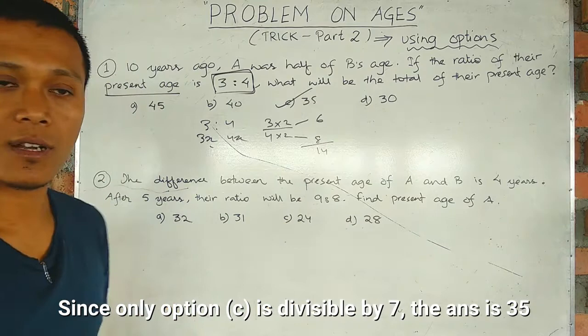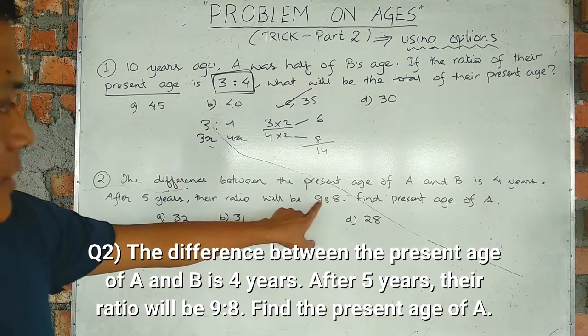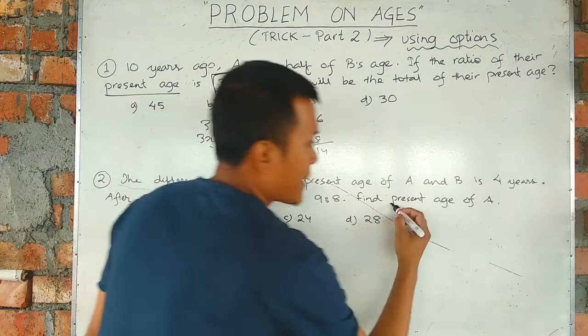The difference between the present ages of A and B is 4 years. After 5 years, their ratio will be 9:8. Find the present age of A.